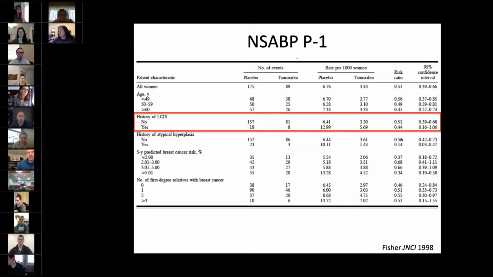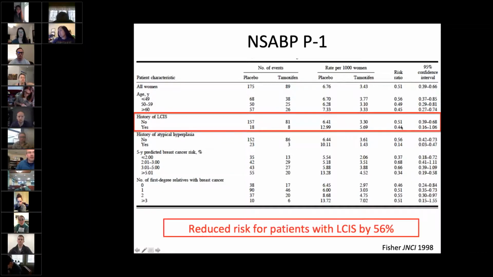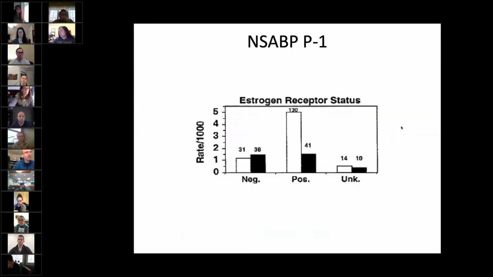And then looking at LCIS. So again, if you have LCIS, that's the bottom number here, risk ratio 44% or 0.44. So that means they reduce the risk by 56%. So any woman who you see, you do an excisional biopsy, they have atypia or LCIS, they should be offered tamoxifen. Okay, that's the take home.